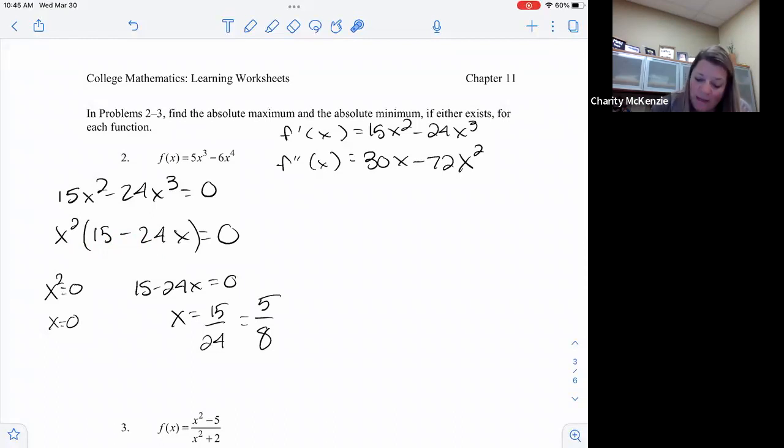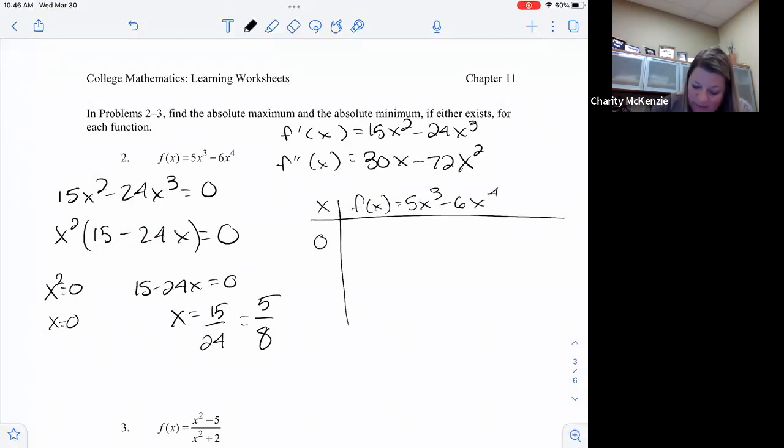So we can then make our little chart, right, of our x values and our y values of our original function, which is the 5x to the 3 minus 6x to the fourth. So our x values we're going to plug in are 0 and 5/8. So if I plug in the 0, I get 0. Yeah, because 0 times anything is 0, and so 0 minus 0 is 0.